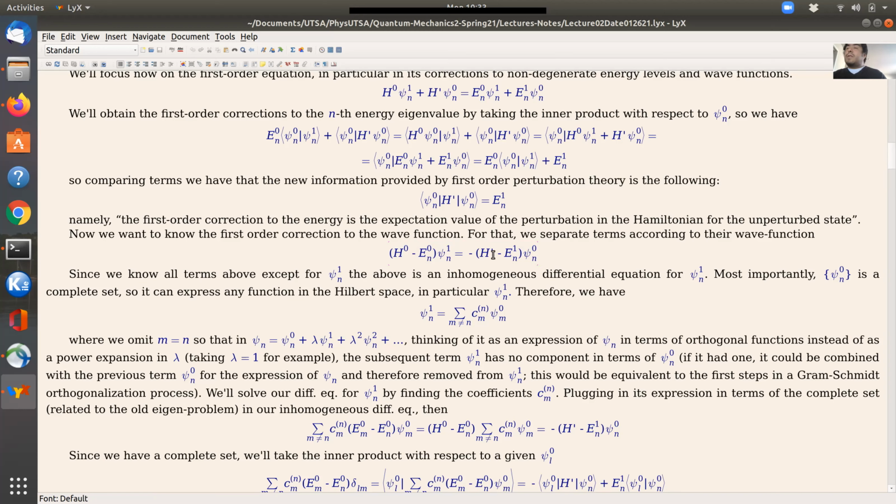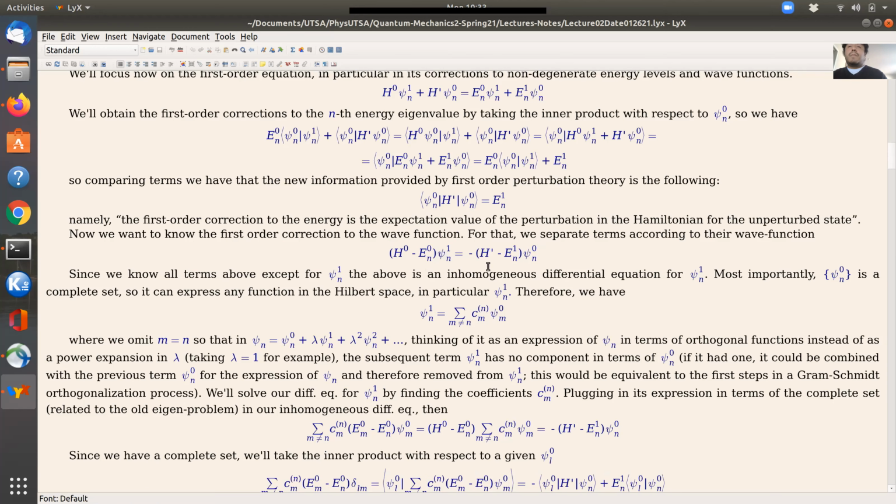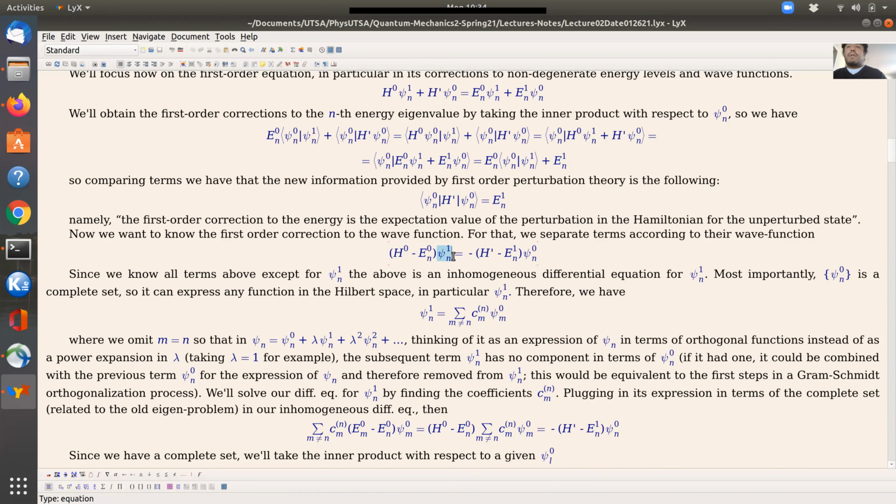You in principle know H prime, at least in its math formulation. You know E0n, you know H0, because that is information from the previous problem. And the thing that you want to know is psi 1n. So basically everything is known except for psi 1n. This one we just obtained a second ago.